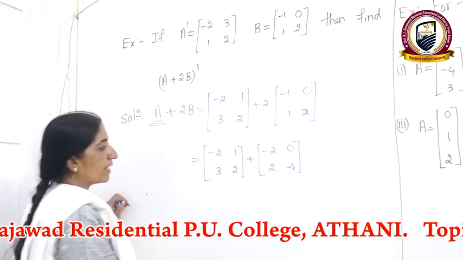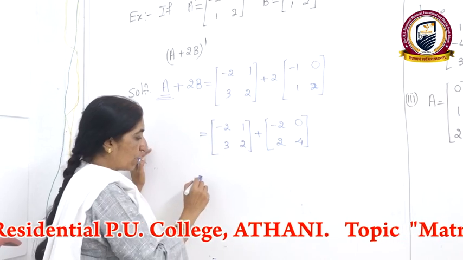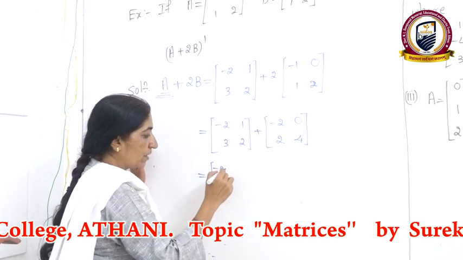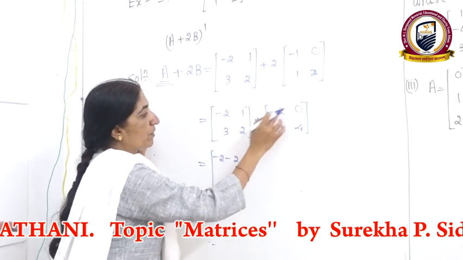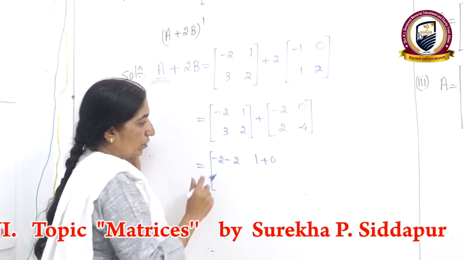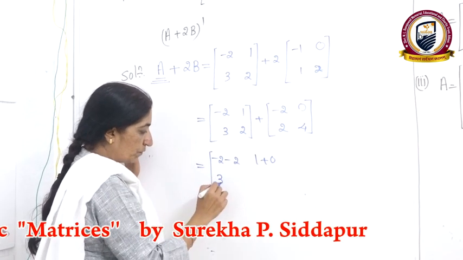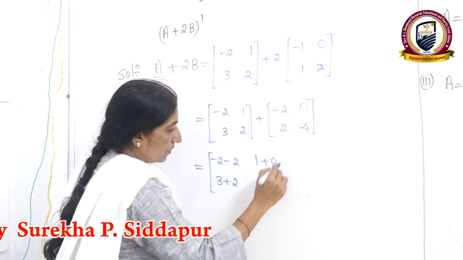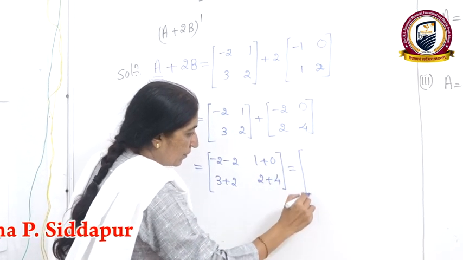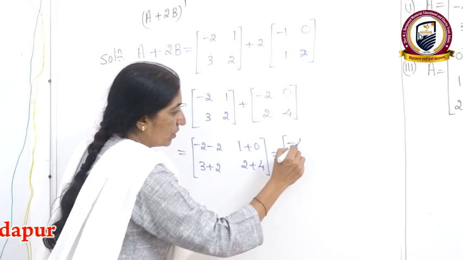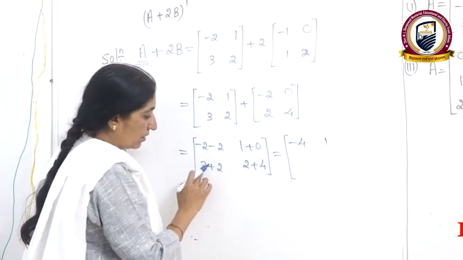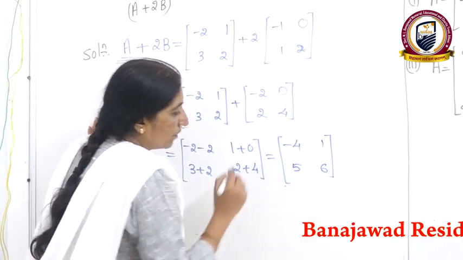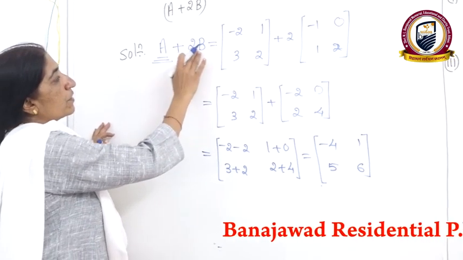See, after multiplying, now just add the corresponding elements. See the first element, this is minus 2. What is plus into minus? Minus 2. Then 1 plus 0. What about the next one? 3 plus 2. The next is 2 plus 4. So simplify with that. After simplification, it is minus 2 minus 2 is minus 4, this is 1, 3 plus 2 is 5, and 2 plus 4 is 6. So this is A plus 2B.